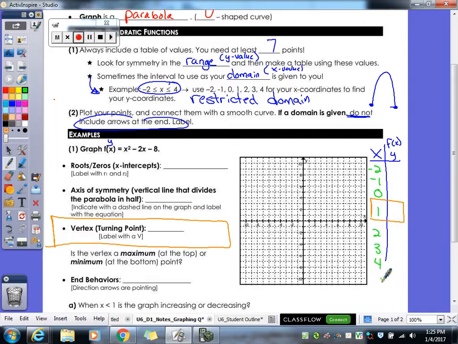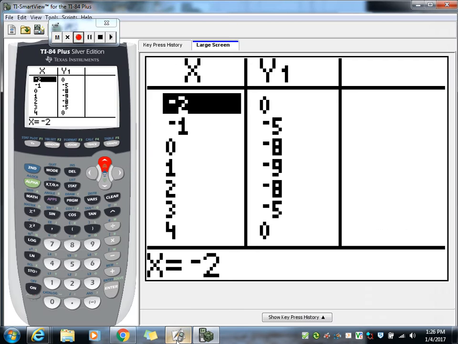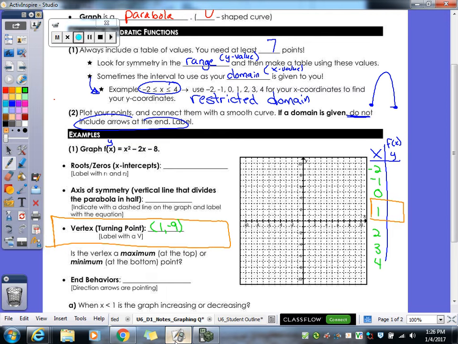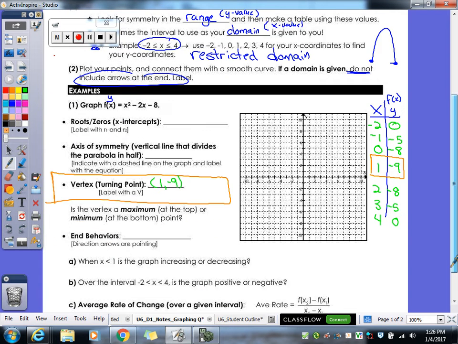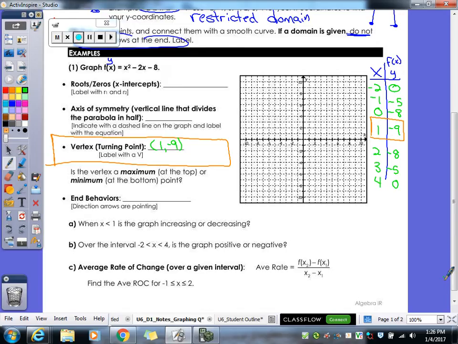And I know my vertex or my turning point is 1 something. I think it was 1, -9. Okay, my y values are 0, -5, -8, -9. I only have to memorize those first 3 because then the last 3 just repeat. This is going to be -8, this is going to be -5, and that's going to be 0. So let's graph our vertex first. All right, our 1, -9 is right here. We're going to label that vertex with a V.